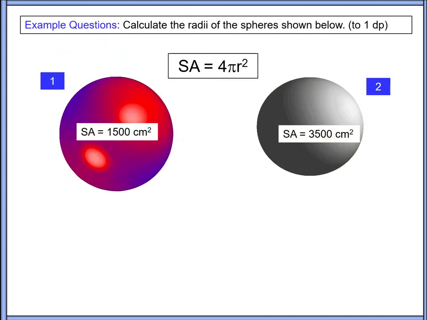Now this kind of question, you have to work backwards. So use the surface area formula to work out the radius of these two shapes. We know the surface area, so we can write the formula down as 4 pi r squared equals 1,500. To find r squared, we divide 1,500 by 4 pi.